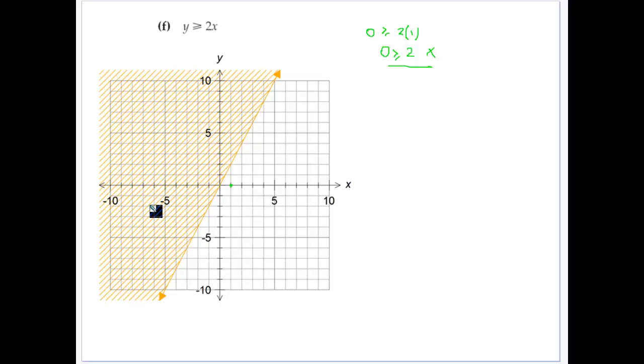So there's our technique. We go through and we draw our line, see whether it's going to be solid or dashed, then pick a point, test one side or the other of the line, and then make our decision which side we're going to shade, whether the point fails the region or it satisfies the region. Every time we're doing the same thing. If we follow that same rule every time, we shouldn't get too many problems.